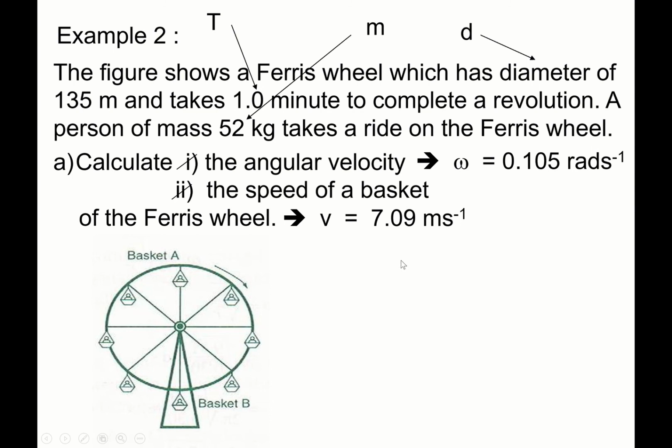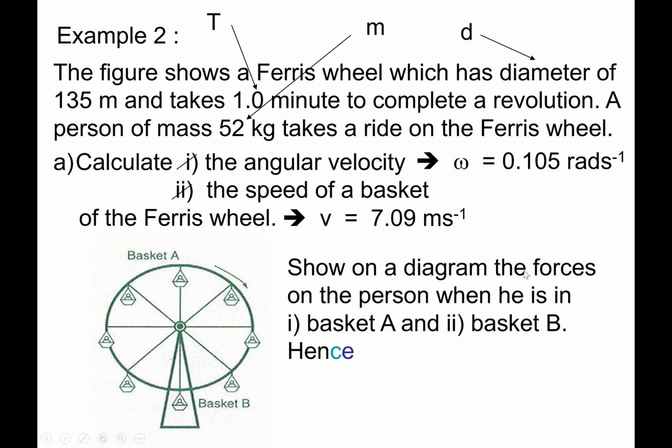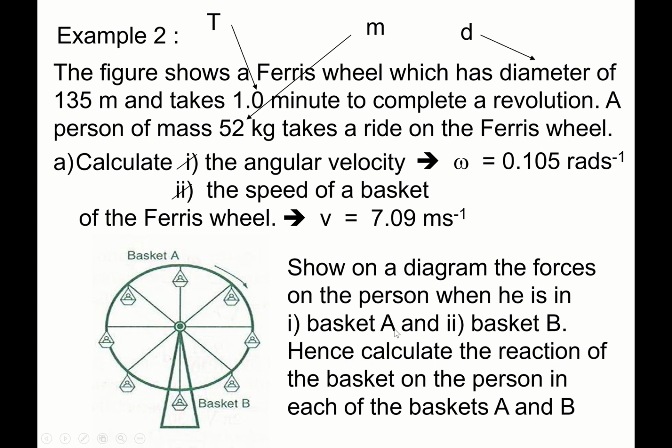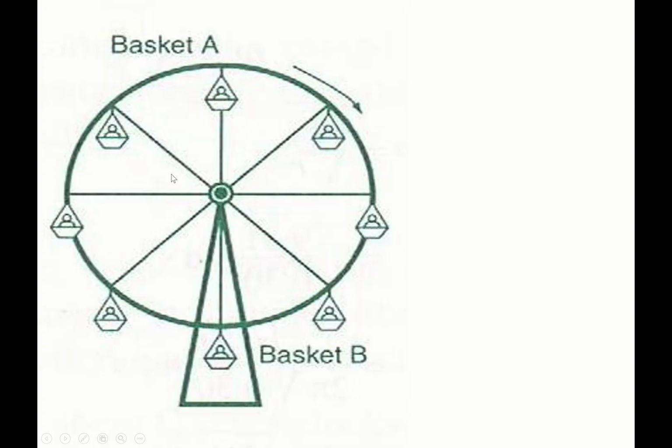Okay, next question. Show on a diagram the forces on the person when he is in basket A and basket B. Hence, calculate the reaction of the basket on the person in each of the baskets A and B. So for basket A, the forces that act on the person are the weight of the person, mg, and also the normal reaction, the reaction of the floor of the basket on the person. Let's name the reaction R1.